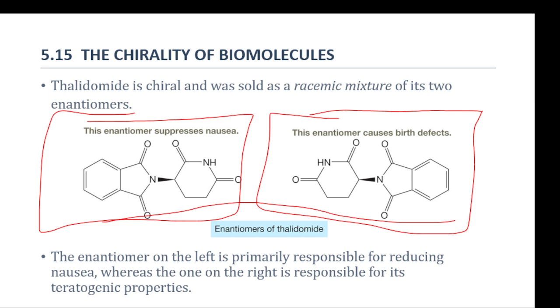But you can also get things where one of them is a medicine like this. The other is what we would consider a poison, right? And there are actually more extreme examples of this where you can kill people.